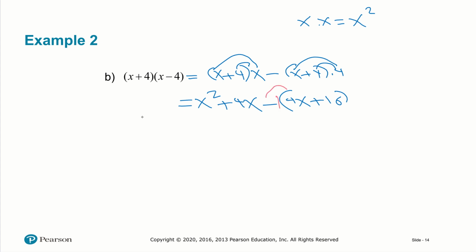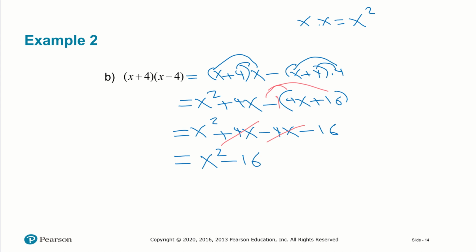So now we need to distribute that, right? So we get x squared plus 4x minus 4x, and don't forget to distribute the negative 1 by the 16 as well. So we get minus 16. So do notice that the middle 4x and minus 4x cancel out, right? Because they're opposites of each other. So in the final answer, we end up with x squared minus 16.